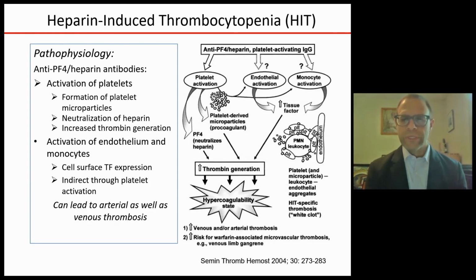I won't go through this slide in too much detail, but it's just showing the mechanism of what's happening with HIT, where there's activation of platelets through these PF4 antibodies, as well as endothelial activation or damage, leading to both the clotting risk in arteries and veins.